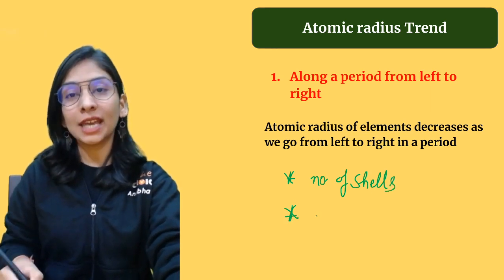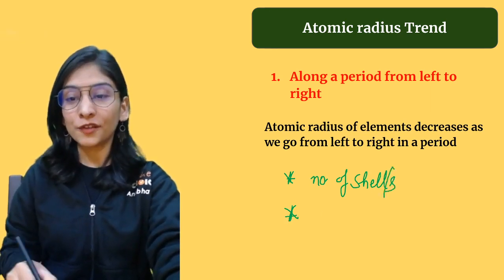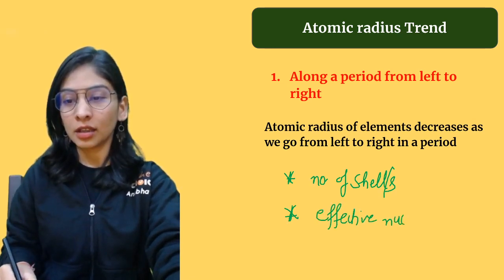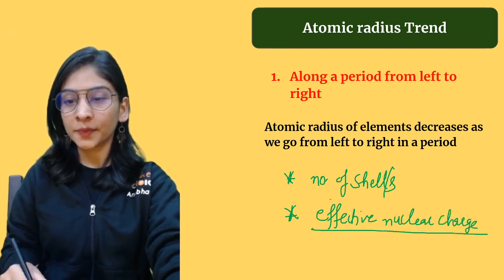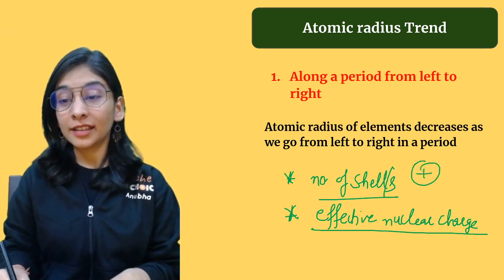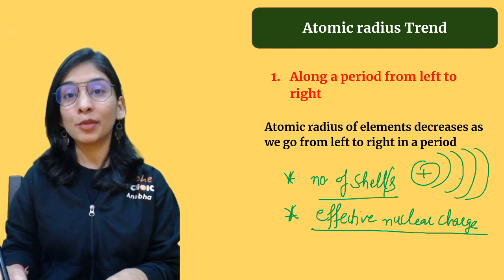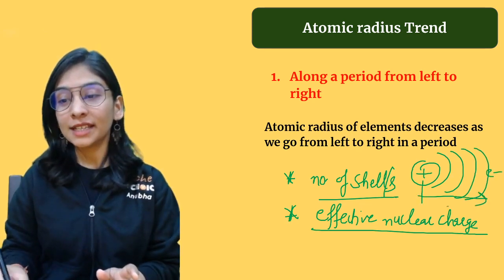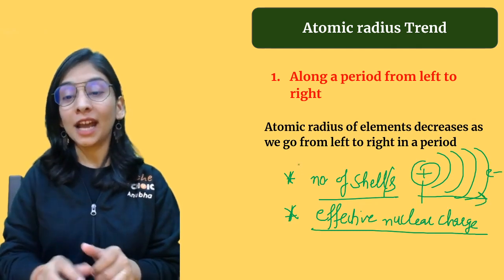One is the number of shells. The second thing is my effective nuclear charge. Number of shells is something that's pretty evident. If the number of shells is increasing, the number of orbits is increasing in which the last electron is there, definitely the size is increasing. So that's the main factor.